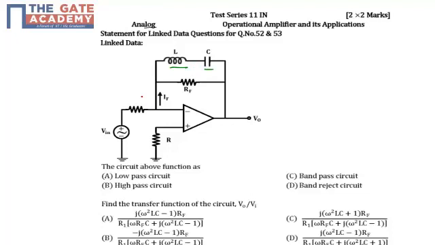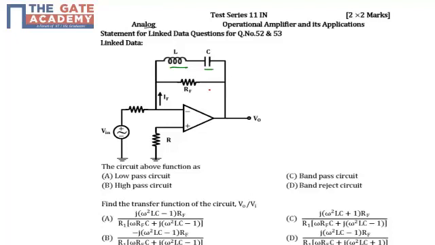In the first problem, the question says that in the circuit above, find the nature of the circuit, which type of filter the circuit is acting as. So we have four options: low pass filter, high pass filter, band pass filter, and band reject filter. We need to find out which type of filter this system is.